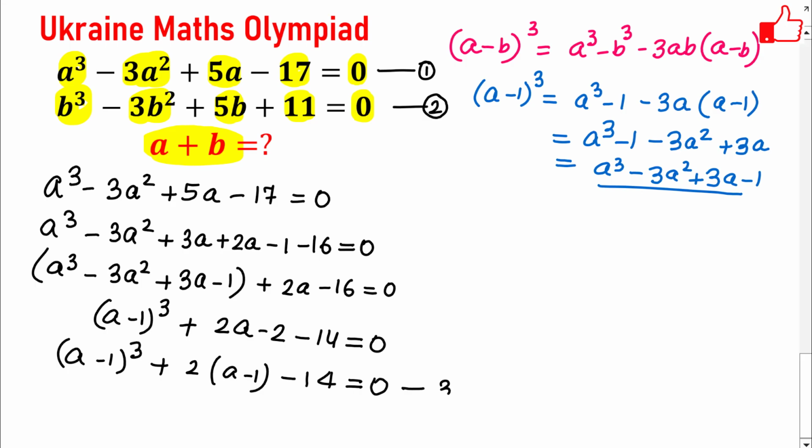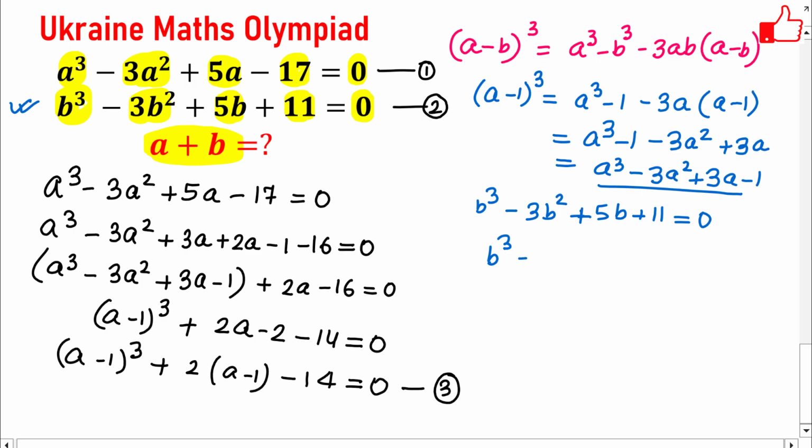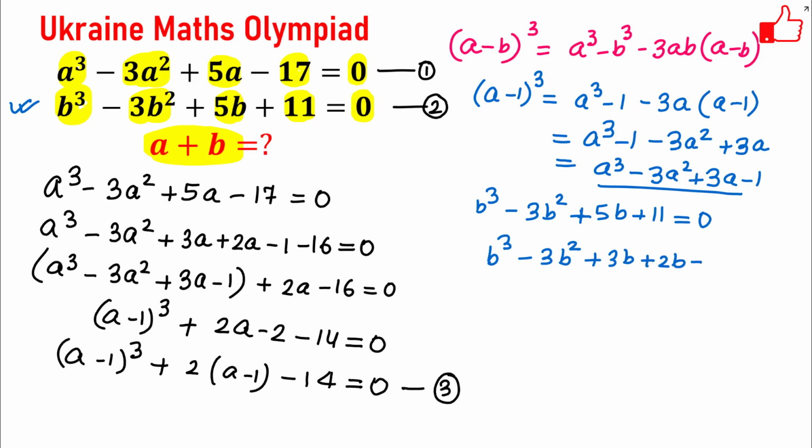Now let us call this equation 3. On the same line I can further simplify equation 2, and what is equation 2? Equation 2 is b cube minus 3b square plus 5b plus 11 equals 0. So I want the same kind of expression. I can write b cube minus 3b square, and 5b I can write as 3b plus 2b. And let us subtract 1 and add 1, and we already have 11. So this is b cube minus 3b square plus 3b minus 1. So what is left? 2b is left and 11 plus 1, that is 12. So 2b plus 12 equals 0.